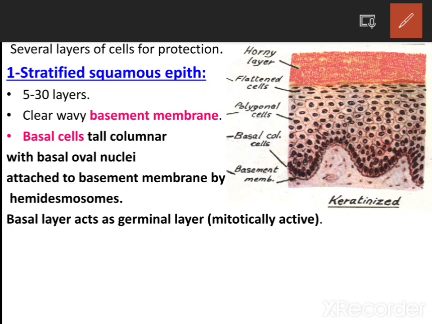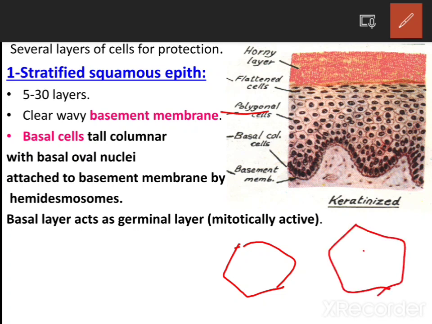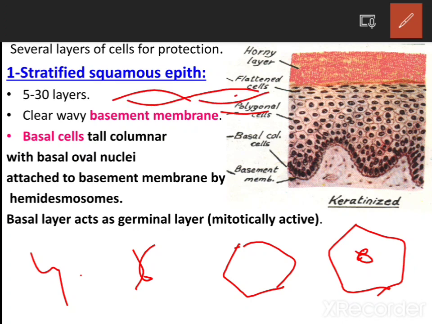Above the basal layer we find the polygonal cells. Polygonal means multi-sided, so you have to draw multi-sided cells like this, hexagon, pentagon, octagon, and in the center you put the nucleus. Then these polygonal cells are lying in approximately 4 to 6 layers of the cells. Above the polygonal cells we have the flattened cell, that is simple squamous cell. That is why it is named as stratified squamous.